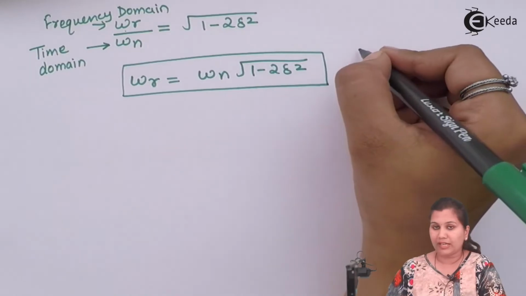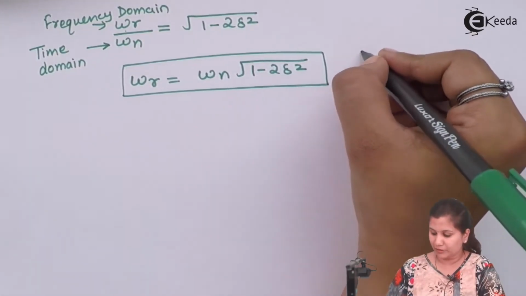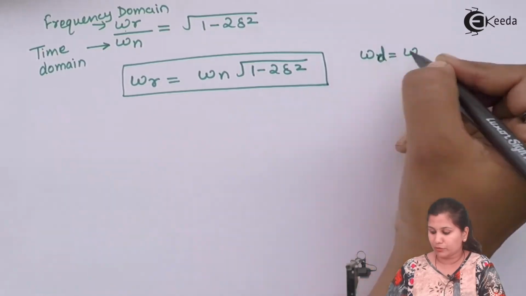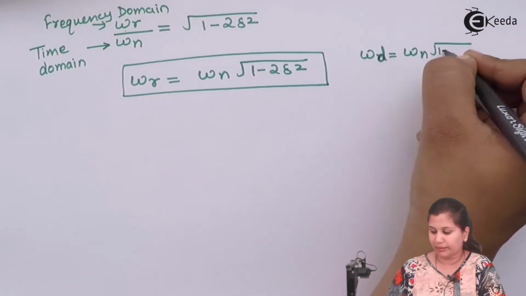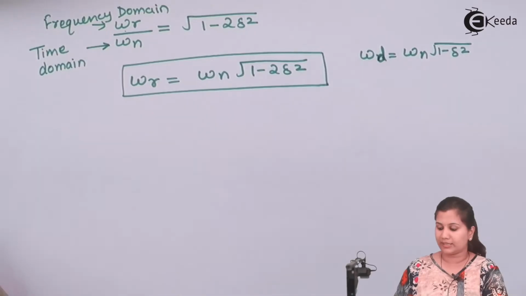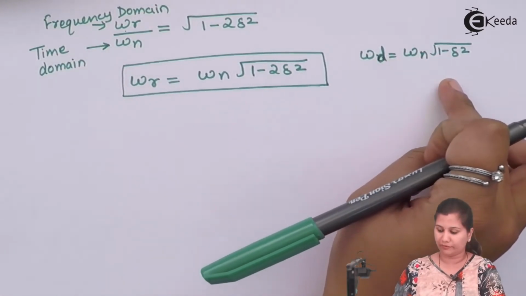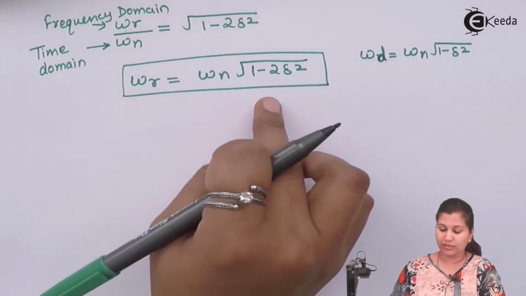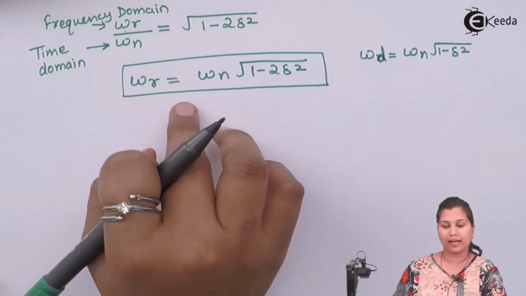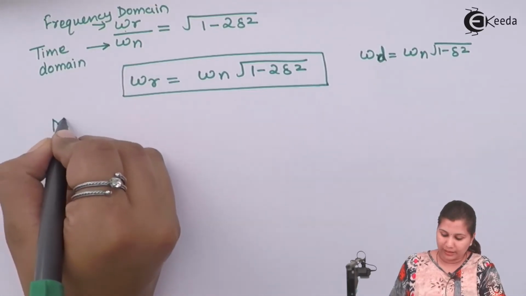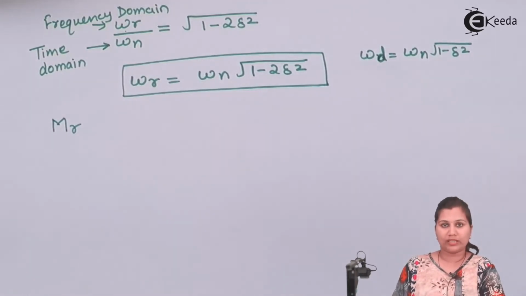Earlier also, when we studied the transient specification, we know that omega d equals omega n under root of 1 minus del square. This is the relation between the damping frequency and the natural frequency, and this relation is between the resonant and the natural frequency. Now another specification was resonant peak.